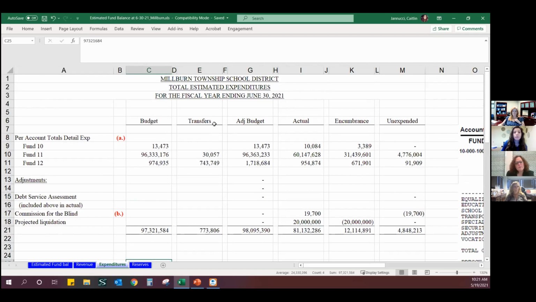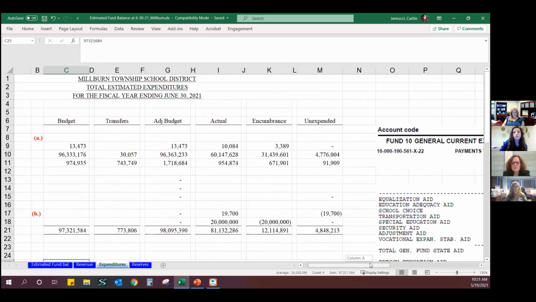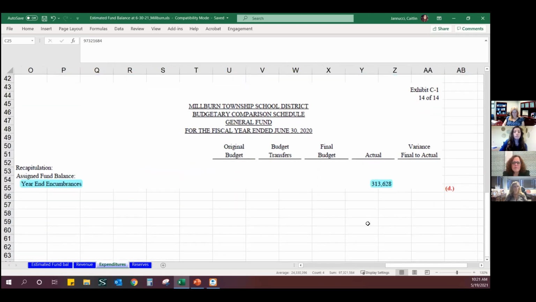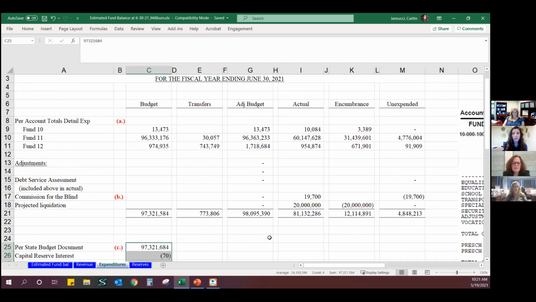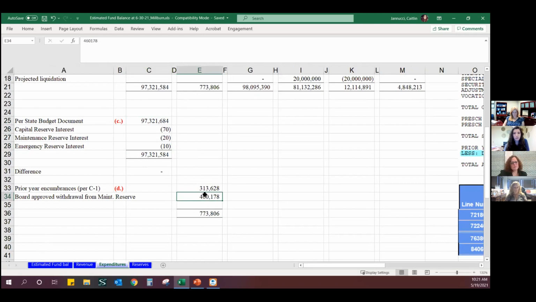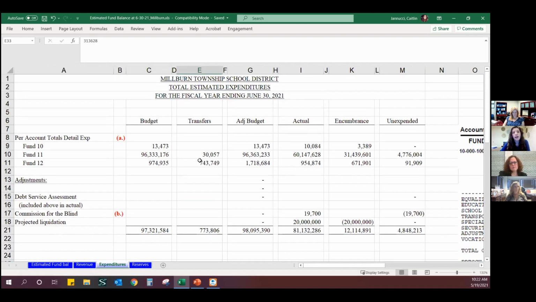I also like to look at the transfer column. Typically the largest amount that you're going to see populating in the column is the prior year encumbrances. So for this, I do want to check back to our audited balance again. We're going to flip to the last page in the C1, back to our recapitulation. There's going to be a year-end encumbrance amount. Milburn ended fiscal year 20 with 313,628 in encumbrances. But if you notice, our transfer column has 773,000. So the difference between those encumbrances and this amount in CSI is 460,000, which, if you recall from the tab we just went over with our reserves, we know is the board approved withdrawal that Milburn did out of maintenance reserve. So together, these two amounts exactly tie to the transfers in CSI. I feel comfortable with that amount. We can move forward and make sure the next column is reasonable.